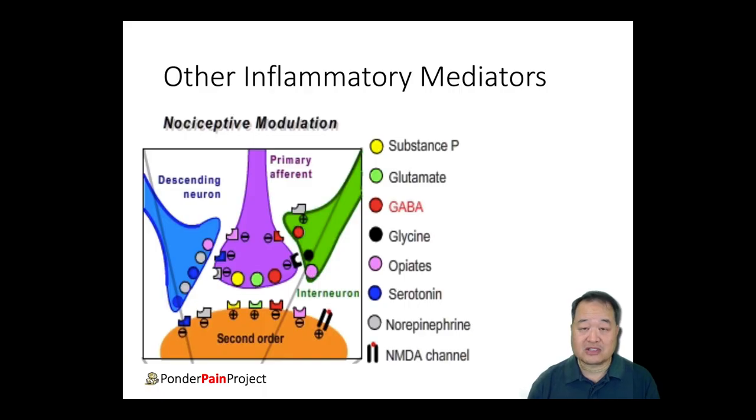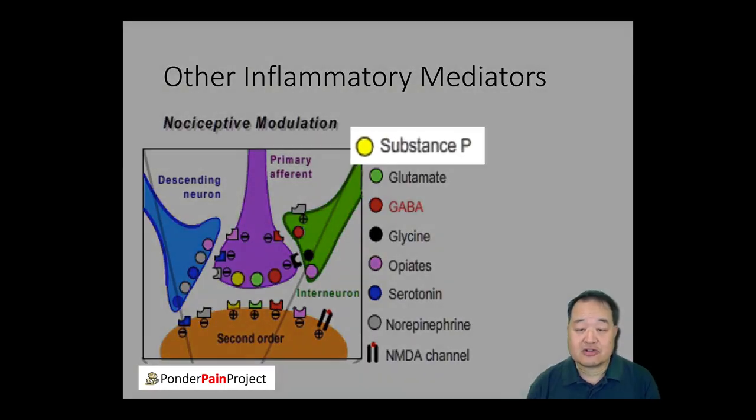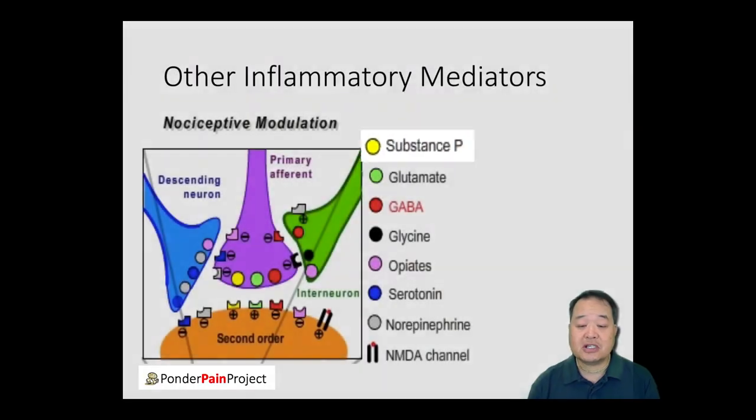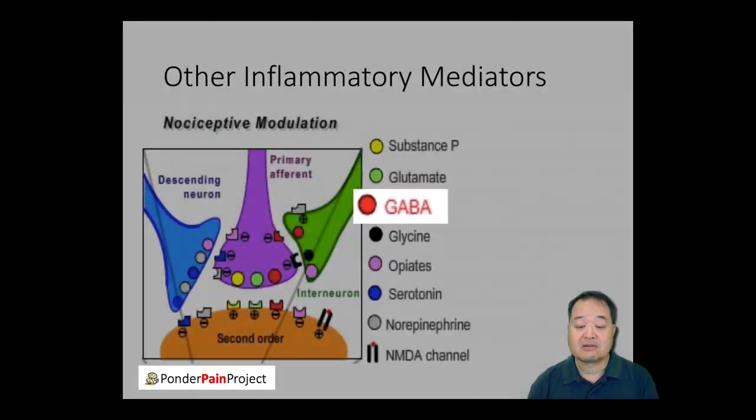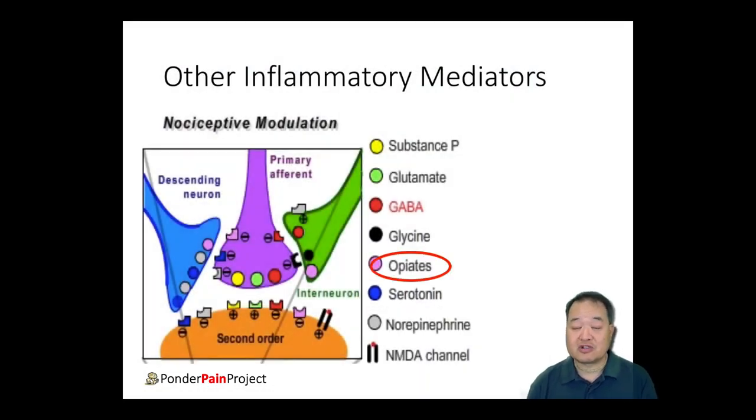And these are important reasons that we need to know these inflammatory mediators, because they help us figure out ways to manage. So of these different chemicals and different modulators or mediators right now, pay close attention to things like substance P, glutamate, GABA, serotonin. And for those who are following the news, opioids are a big thing as well.